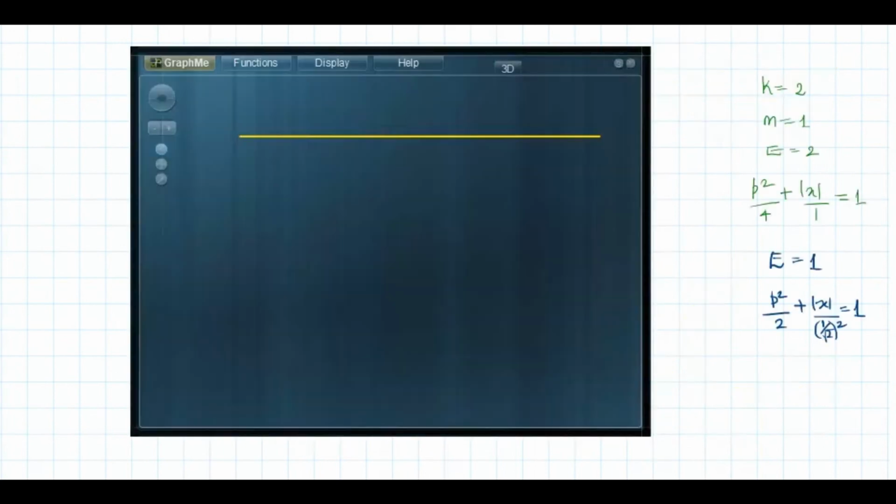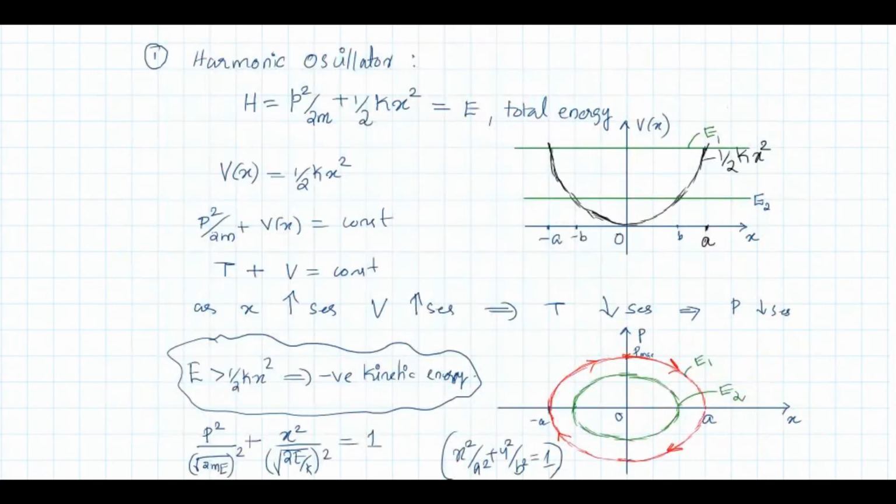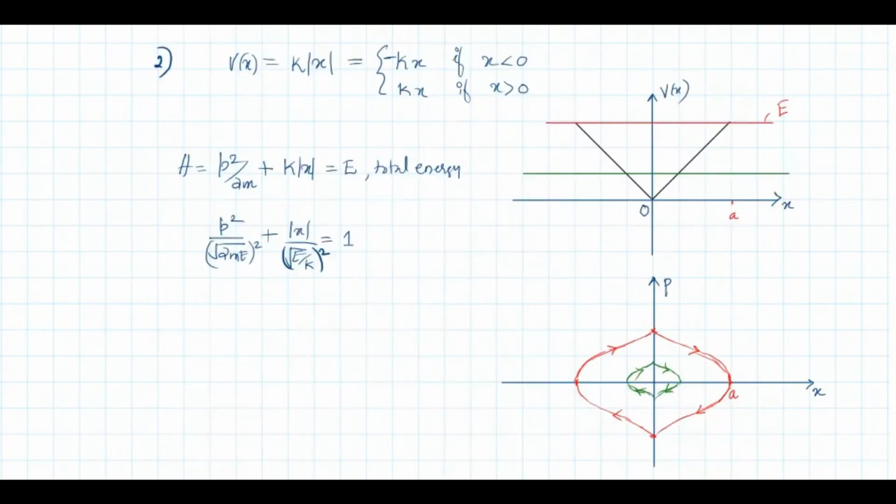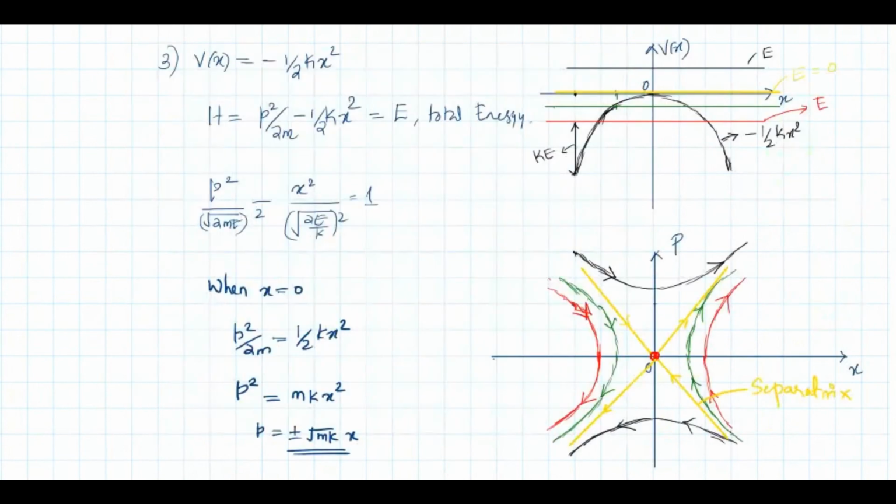Whenever you have a dip like this, your phase space diagrams will be closed ones. About the bottom of this curve you will get concentric ellipses if you have half kx square, a parabola. If it is a minus half kx square parabola, it will be hyperbolas like this.